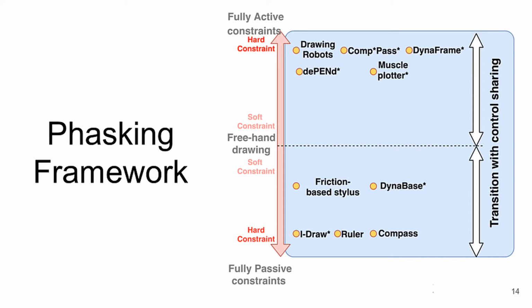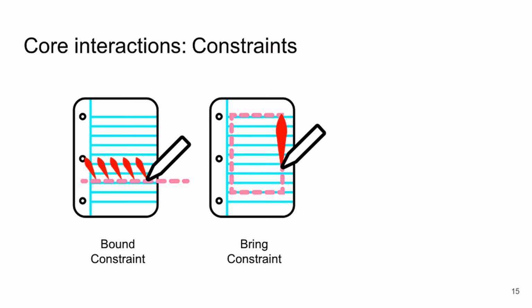The Y-axis denotes the strength of the given system's constraint. PHasking can fluidly access all points on this axis by bearing down on the pen tip while drawing. The PHasking framework is based on two key interaction concepts, constraint and control sharing. For constraints, PHasking brings a bound system that captures and extends the range of assistance explored in previous work by accessing an interactive constructible virtual environment.